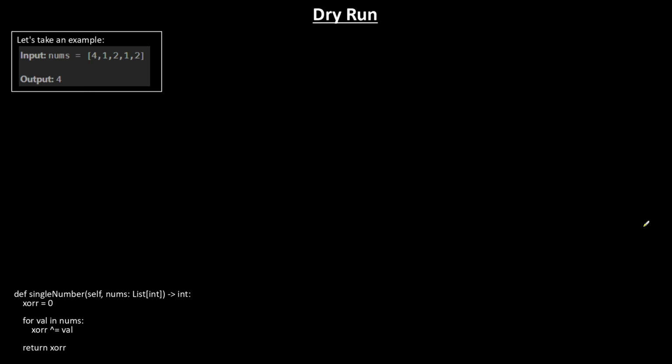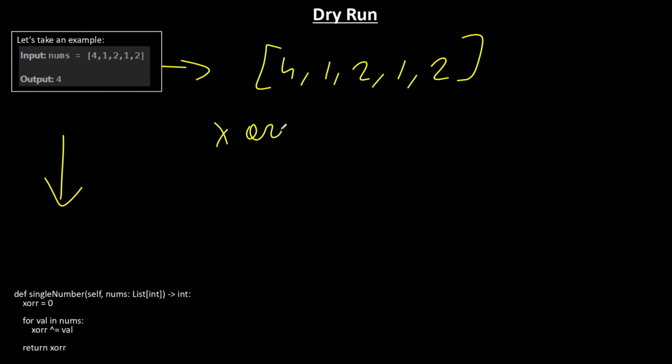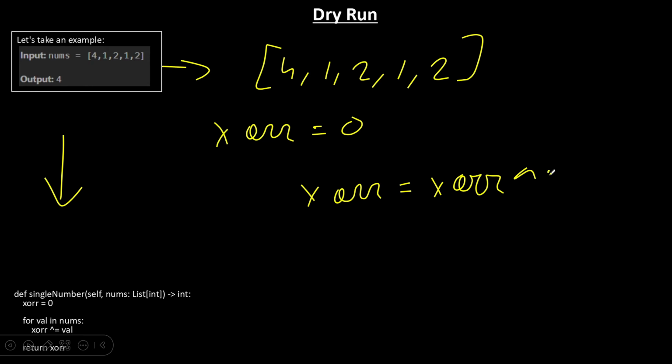Now, since we have the understanding of the code, let's look at the dry run of the example. And for our better understanding, I have also brought down the code here. Let me create this array here. Let the XOR variable be 0. XOR equals XOR with val. So right now XOR value is 0. So 0 XOR 4 will give me 4 definitely. So 4.